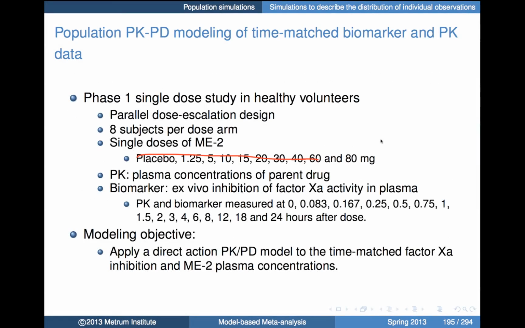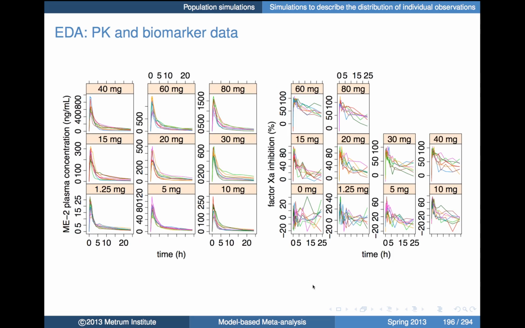Anyway, a range of doses here. PK was just plasma concentrations of parent drug, and we have a biomarker, which was an ex vivo inhibition of factor 10A activity in plasma. And you can see the various times at which both were measured. So the modeling objective then was just to apply a direct action PK/PD model to those time matched factor 10A and ME2 plasma concentrations.